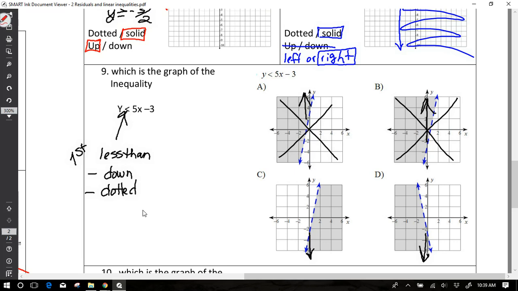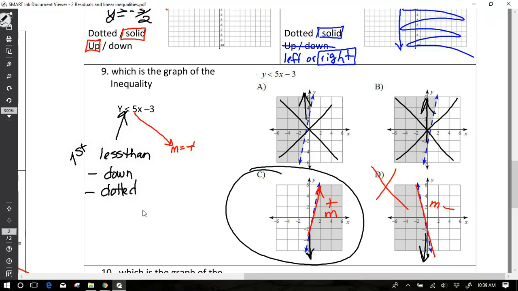The second thing that I would look for is my slope. My slope in this case is a positive slope. So C and D, which one has a positive slope? C is rising from left to right, so that's a positive slope. D is falling from left to right, so that slope is negative. So it cannot be D either. So I have my answer is C. Just eliminating answer choices is our process here.